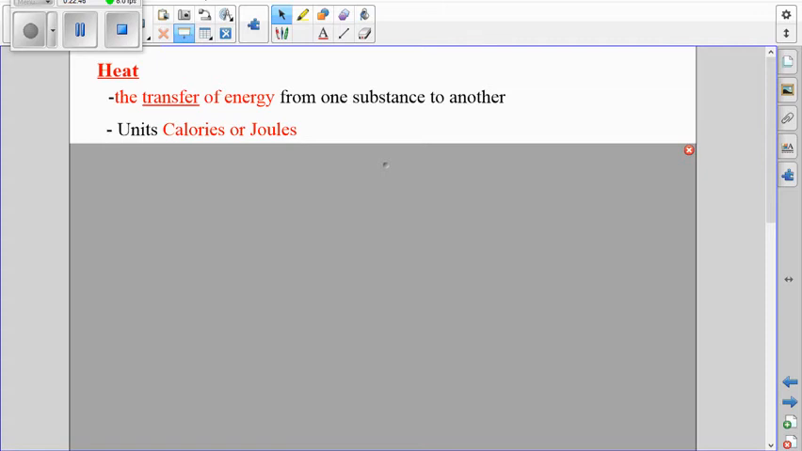Like the calories in my Doritos at lunch? Kind of, yeah. We can talk about calories more later, but calories are actually a measurement of heat. They'll set your Dorito on fire and see how much heat it gives off, and that's how many calories Doritos have. But we'll talk about that later.